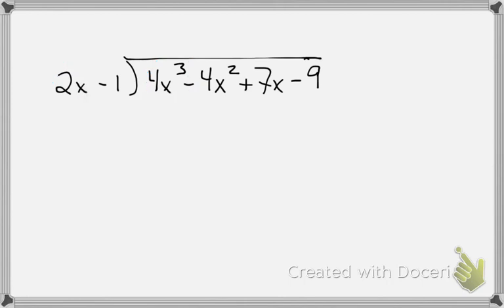Yeah, some of you guys are pretty good at this. So if you have to see the work on the side, that's totally fine. 4x cubed divided by 2x is equal to 2x squared. So where do I put that? Yeah, in the square column. So I got 2x squared. And then what do I do?